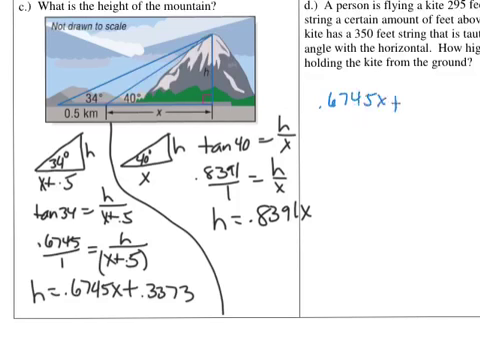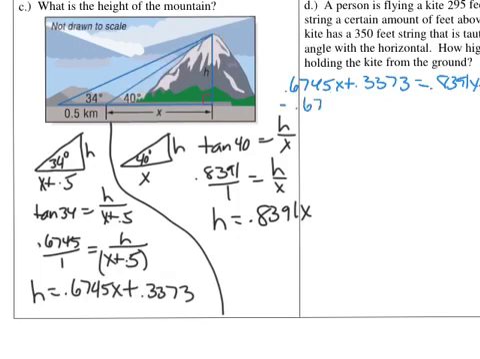I have 0.6745x plus 0.3373, and I've got to find more room here. Let me do this again. 0.6745x plus 0.3373 is going to be equal to 0.8391x. That's a first degree equation. I subtract this. You treat it just like a first degree equation. Just because your coefficients are a little goofy, it doesn't matter, because in the end it's going to work out.